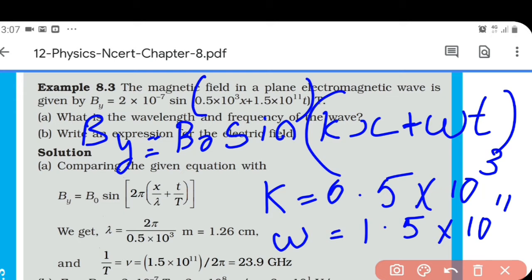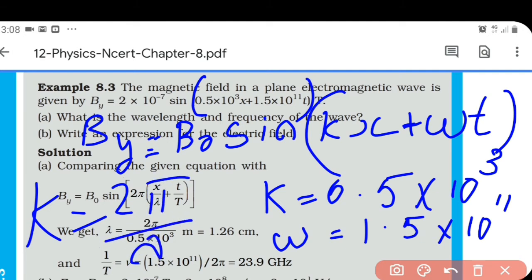These two things we can directly write by comparison. So if you know the value of k, you will easily get lambda, because we know k is equal to 2 pi by lambda. So lambda equals 2 pi by k. Similarly, omega equals 2 pi nu. So nu equals omega by 2 pi. Likewise, you can find the values of wavelength and frequency.